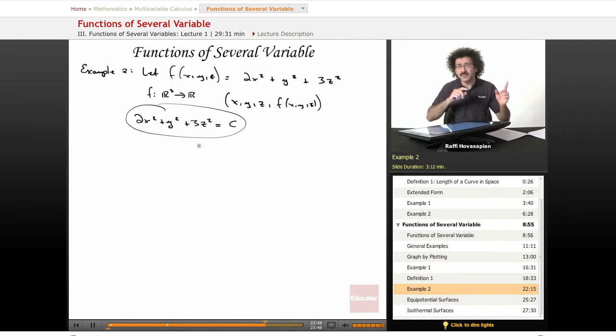We had a function of 2 variables, a mapping from R2 to R. When we set that function equal to a constant, what we get is a curve in 2 space. Here we have a function of 3 variables, a mapping from R3 to R. When we set this function equal to a constant, what we end up getting is a surface in 3 space, a graph in 3 space, and that's the whole idea.